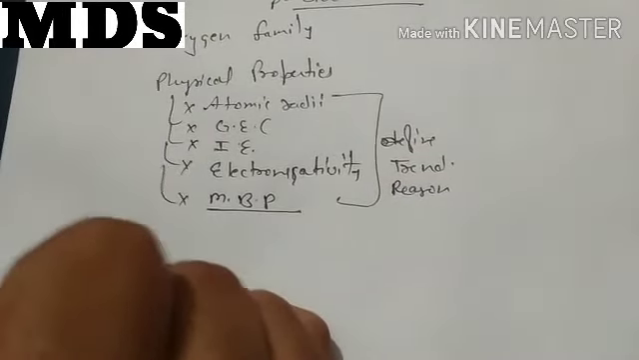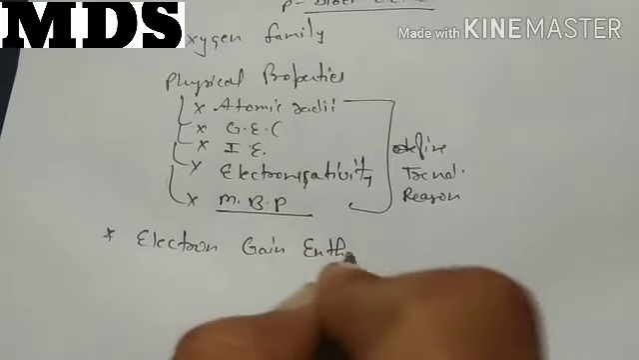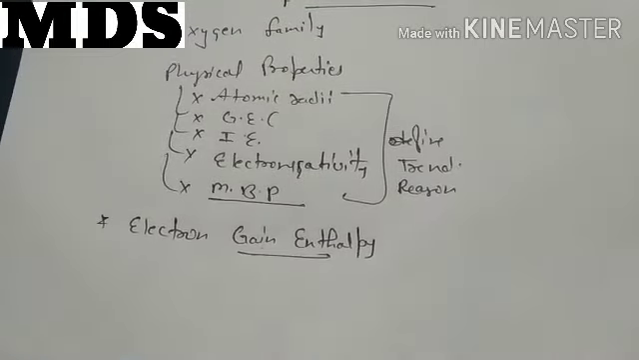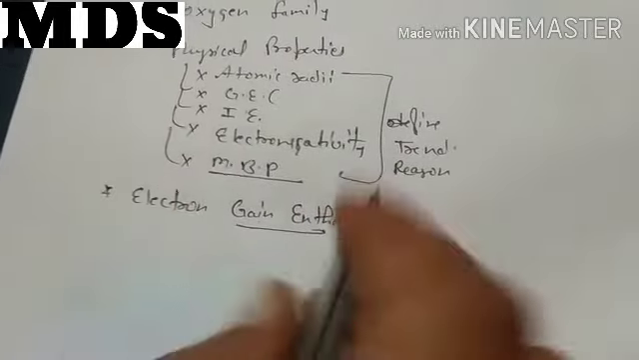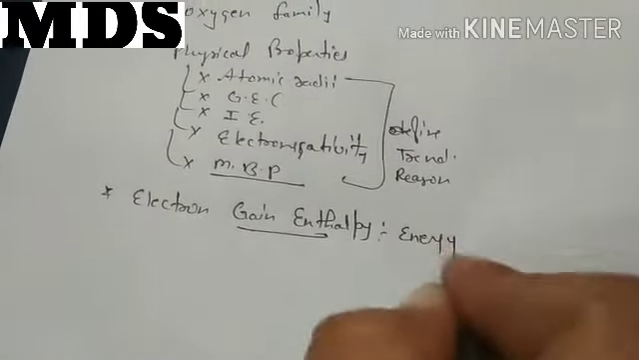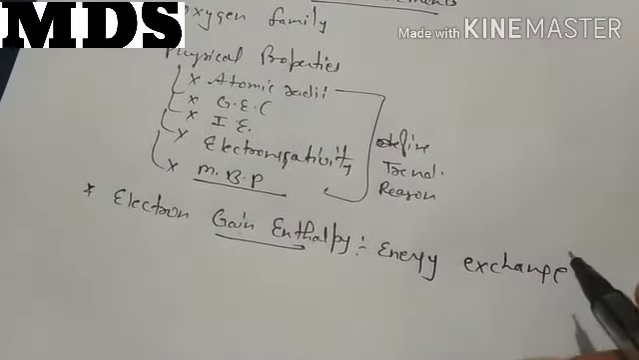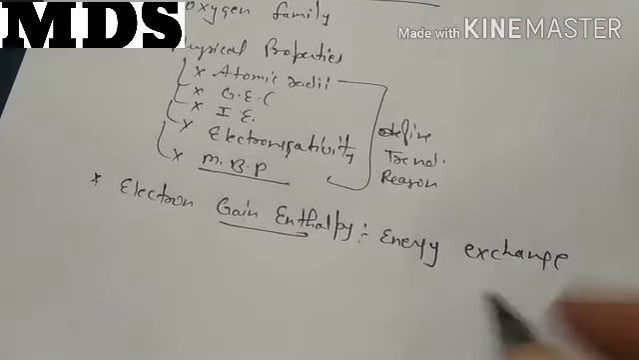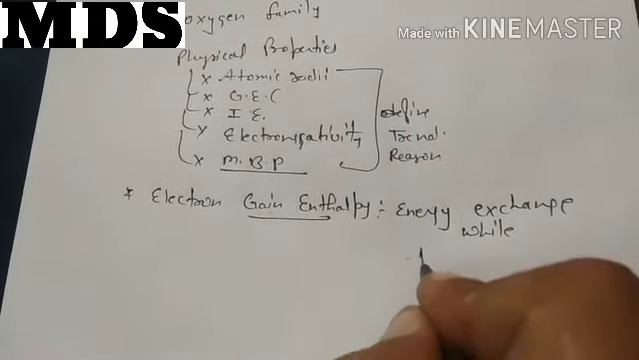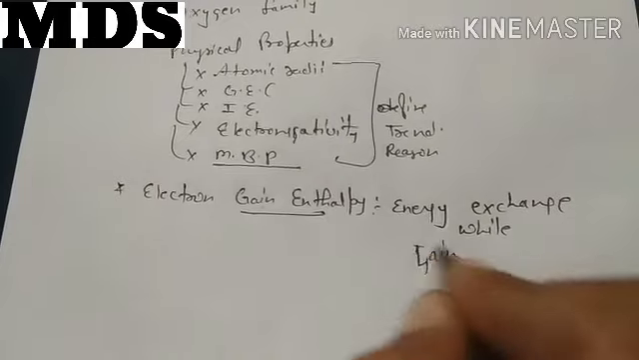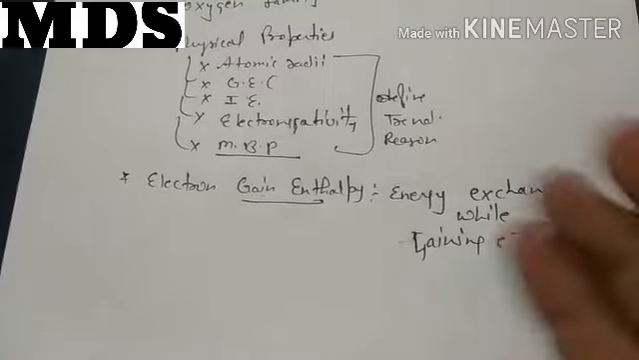That one is electron gain enthalpy. The first thing is energy exchange, because in some cases energy is needed and in some cases energy gets released. So the energy exchange while gaining an electron, when gaining an electron takes place by any atom, is the electron gain enthalpy of that particular atom.